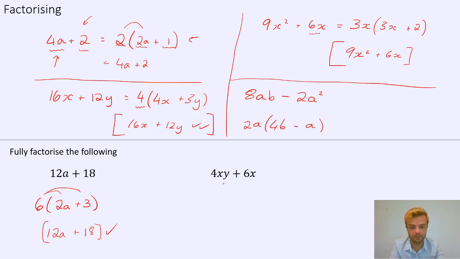And now we'll do this last one. Biggest thing that goes into 4xy and 6x. Well, the 4 and the 6, biggest thing that goes into them is 2, but they also have an x in common, so x has to come outside the bracket as well.